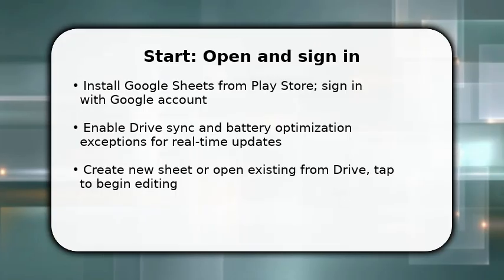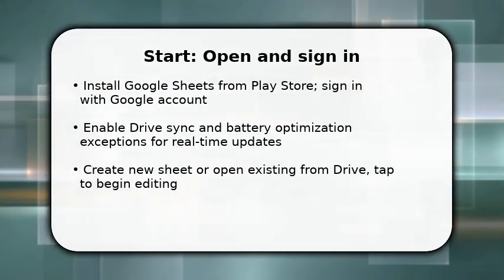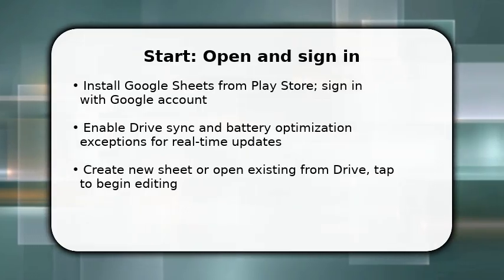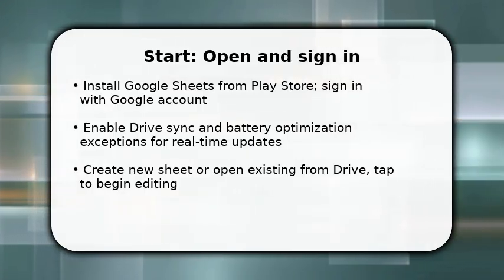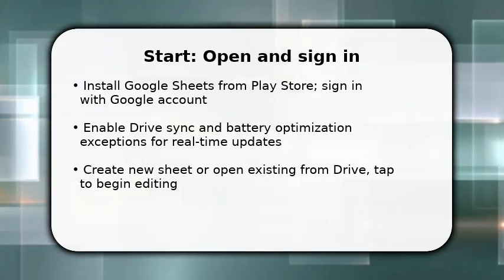You'll begin by opening Sheets and signing in. Use the same Google account as Drive for file access. Once done, enable sync so edits update across devices, and exempt Sheets from battery optimization if you want background sync.